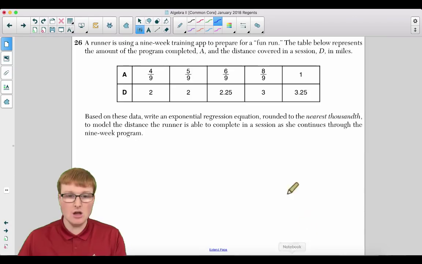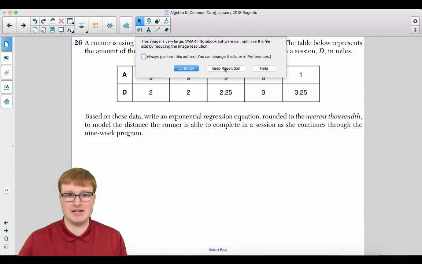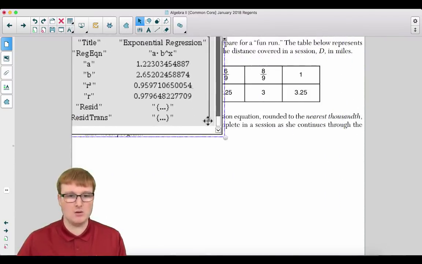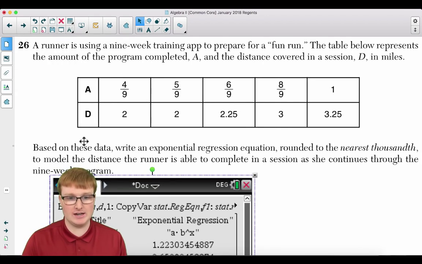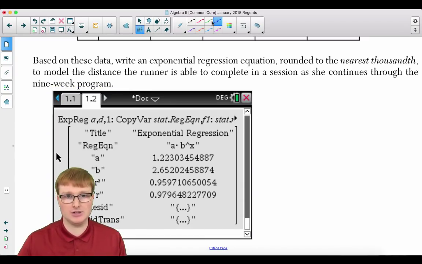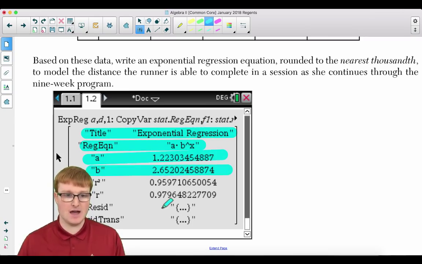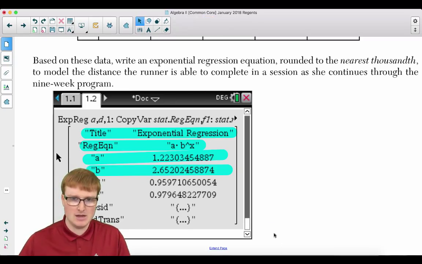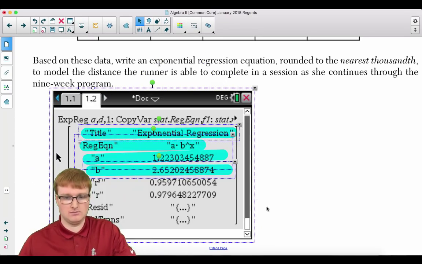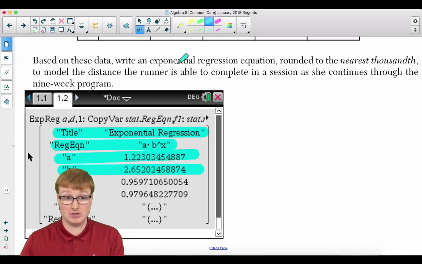So, what you should do is on your practice Regents or your printout or your book or whatever you're working with, copy only a selected portion of your calculator screen. So you should be copying down the title, the regression equation, the A, and the B value. So you should be copying those 4 things down. It'll be most appropriate. Now, it says here to round everything to the nearest thousandth.